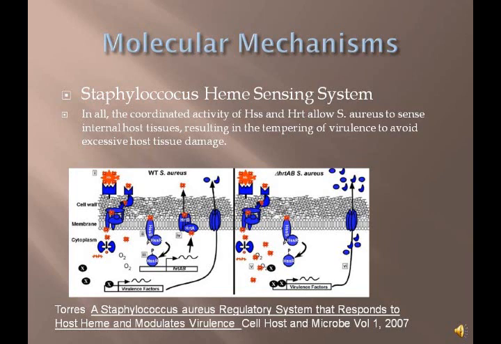Now, this is an interesting article. This was by Torres in 2007, and I think this was the dawning of, hey, bacteria are pursuing two fundamentally different strategies. What Torres and his group were studying was the Staphylococcus heme sensing system, the HSS. And what they were showing there was that once Staphylococcus aureus sensed heme, it knew it was in a host environment.